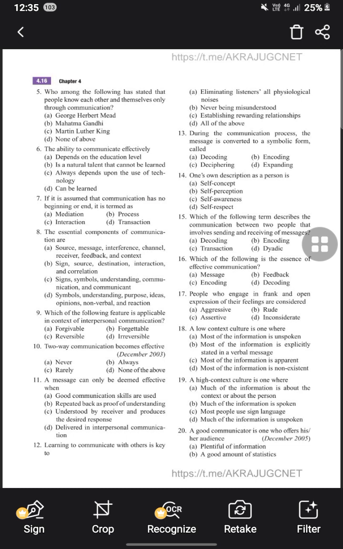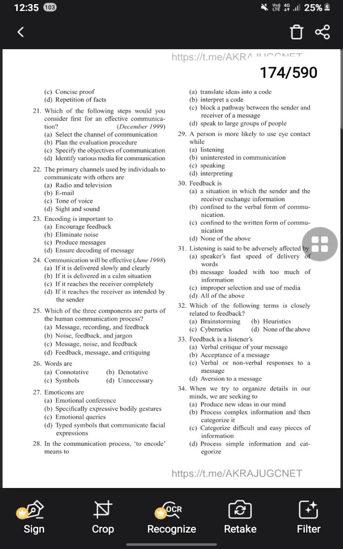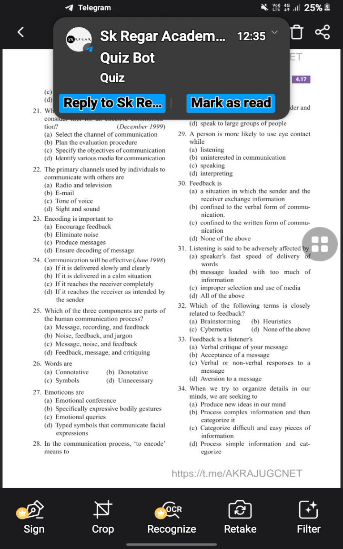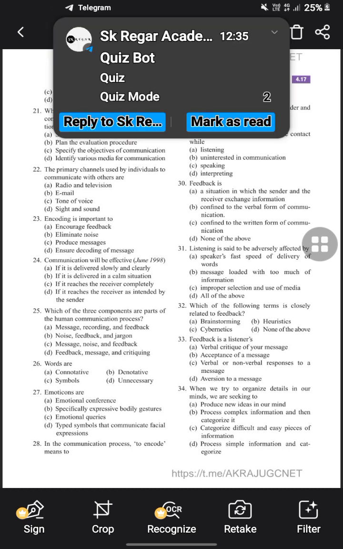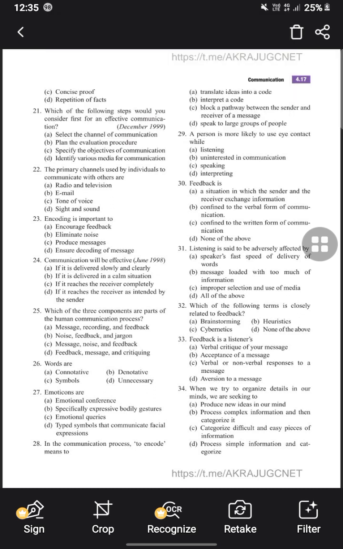A good communicator is one who offers plentiful information. Which of the following steps would you consider first for effective communication? Twenty-one is C, specify the objective of the communication. The primary channels used by individuals to communicate with others are D, sight and sound. Encoding is important to produce the message. Communication will be effective, twenty-four is D, if it reaches the receiver as intended by the sender.